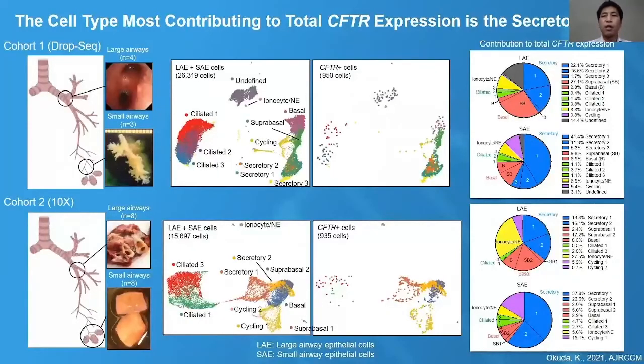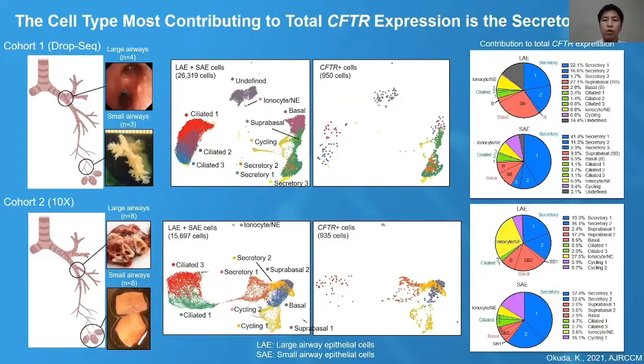So we analyzed CFTR expressing cell types in large and small airways in two single-cell RNA sequence cohorts using different sample collection methods and single-cell RNA sequence platforms. You can see the dense CFTR positive cell clusters on the right UMAP in the location corresponding to secretory, suprabasal, and basal cell clusters, in addition to the ionocyte cluster. So we estimated each cell type's contribution to total CFTR expression by combining average CFTR expression levels per cell and the frequency of CFTR positive cells in each cell type.